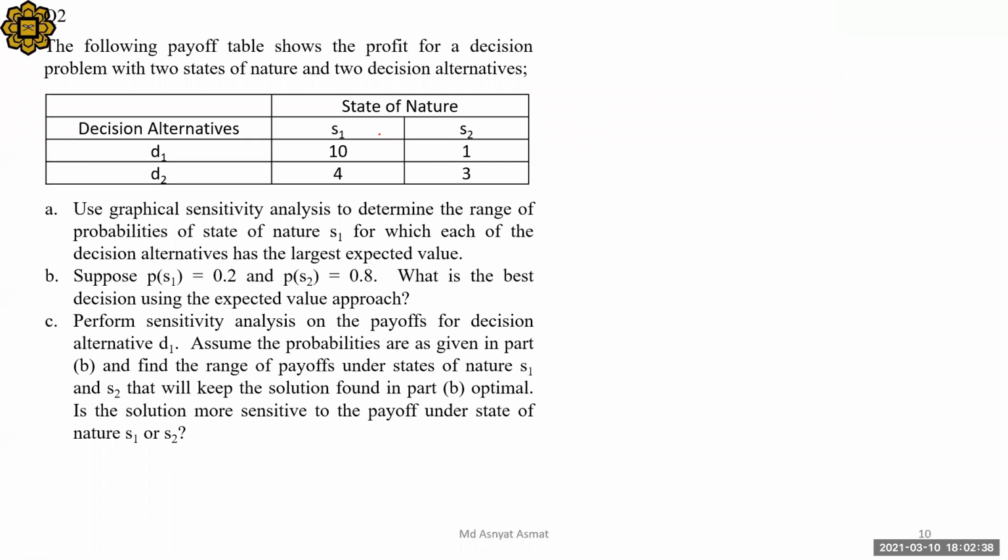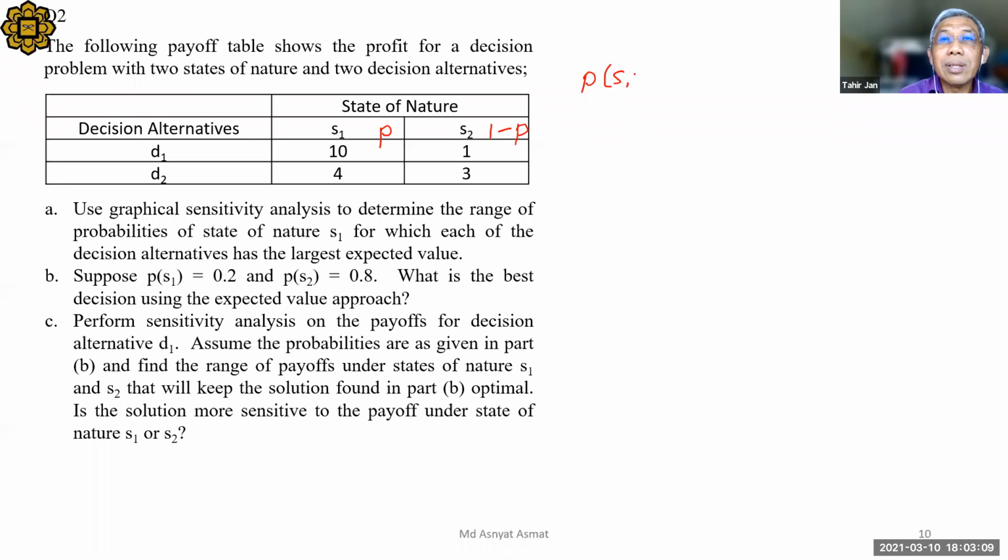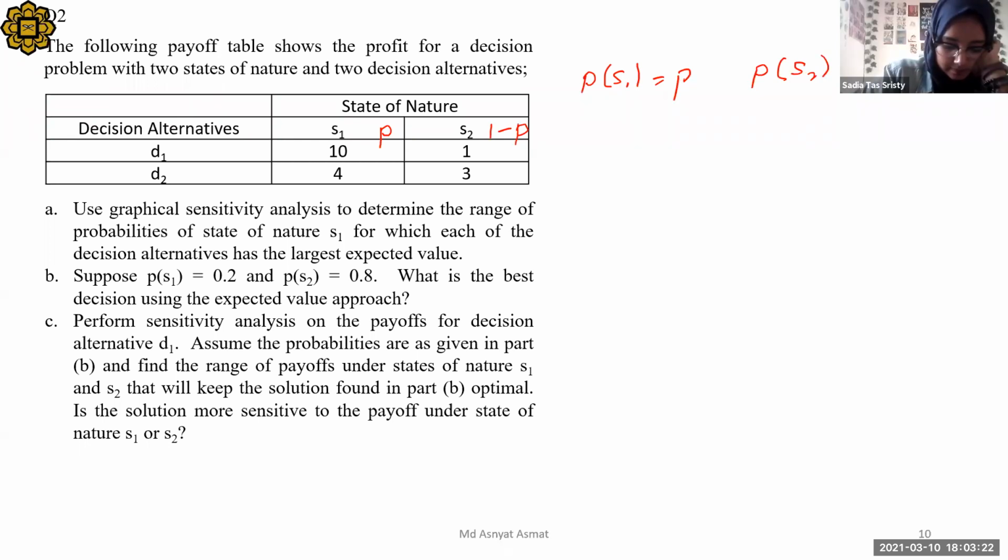So let's say for one of them we put the probability as P. There are only two. Just now someone said probabilities should add to 1. What is the other one? If one is P, the other is 1 minus P. Good. So now we can say the probability of S1 equals P, and the probability of S2 equals 1 minus P.